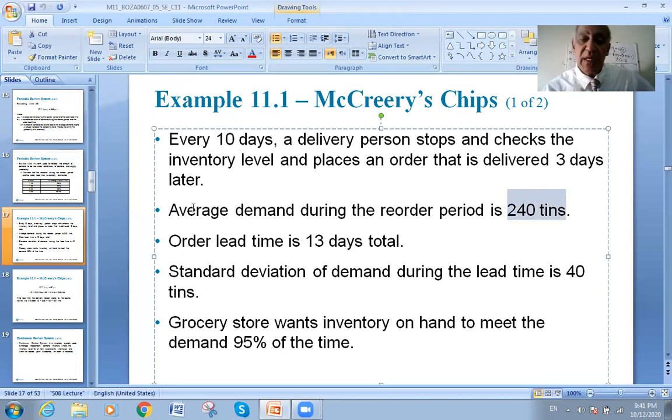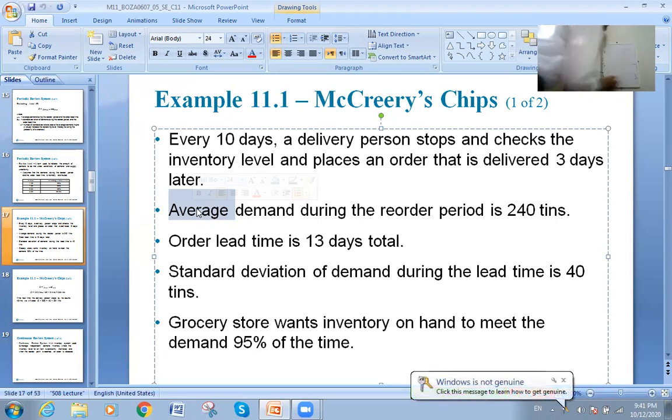Here we go. The word average is the mu, which is the first thing. So let me take here what I will use in this example. I will write it on the board, then we will use it later on. Every 10 days, a delivery person stops and checks the inventory level and places an order that is delivered 3 days later. That's fine.